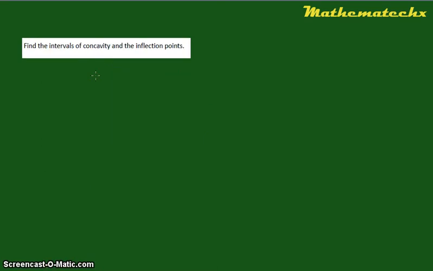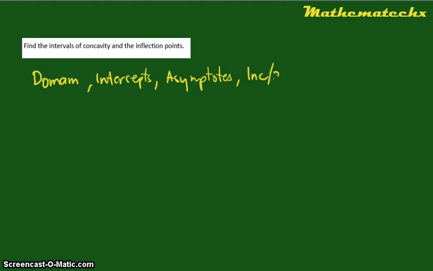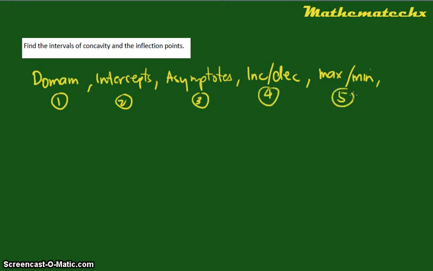Okay, so before graphing, we have one more task to do. Again, I'll give you the recap. We look for the domain, we look for the intercepts, we look for the asymptotes, we look for the intervals in which the function is increasing or decreasing, and then we look for the maximum or the minimum, and then the last step. So you have 1, 2, 3, 4, 5.